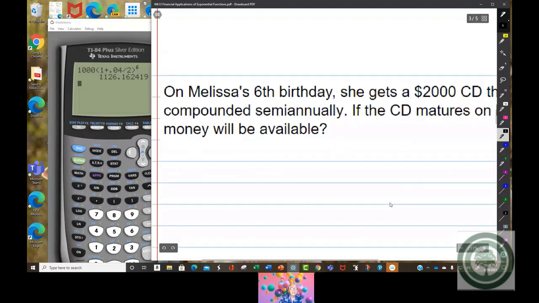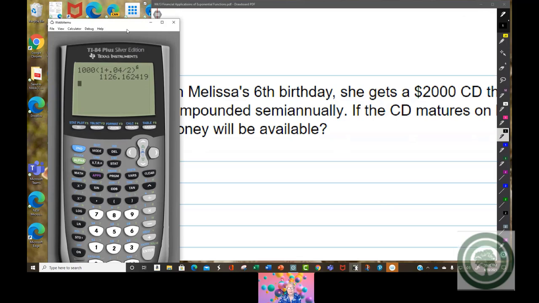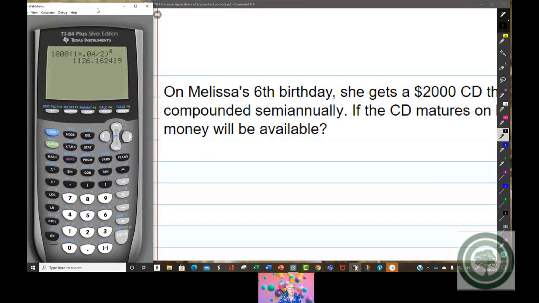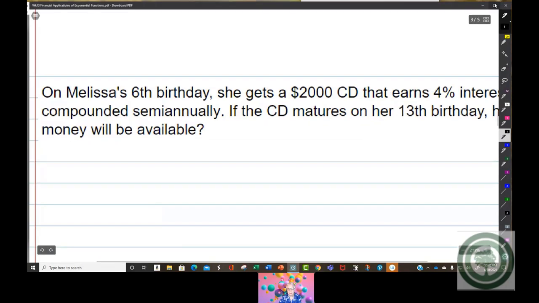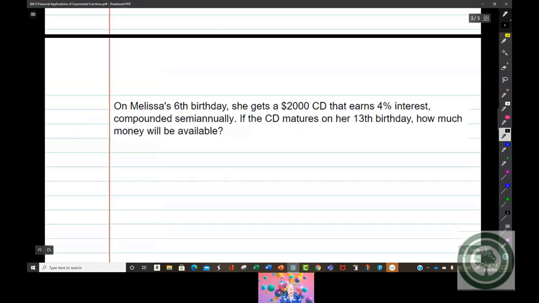Until you get to Melissa. Melissa's going to be on the final, as you'll discover if you look at the practice final. On Melissa's 6th birthday, she gets a $2,000 CD that earns 4% interest, compounded semi-annually. If the CD matures on her 13th birthday, how much money will be available?